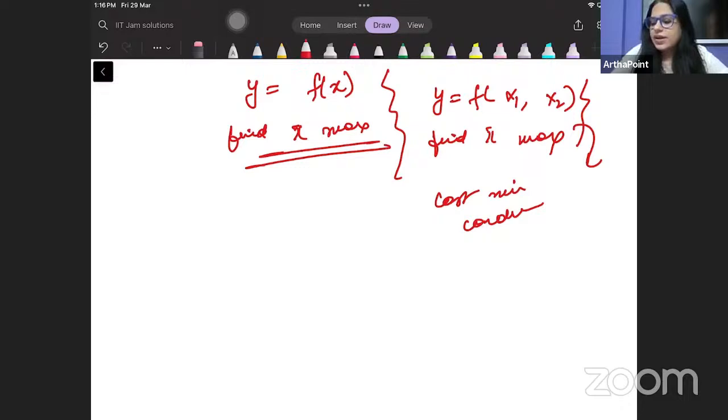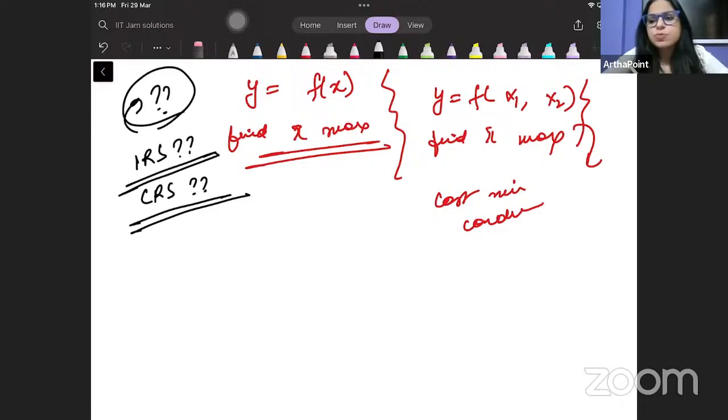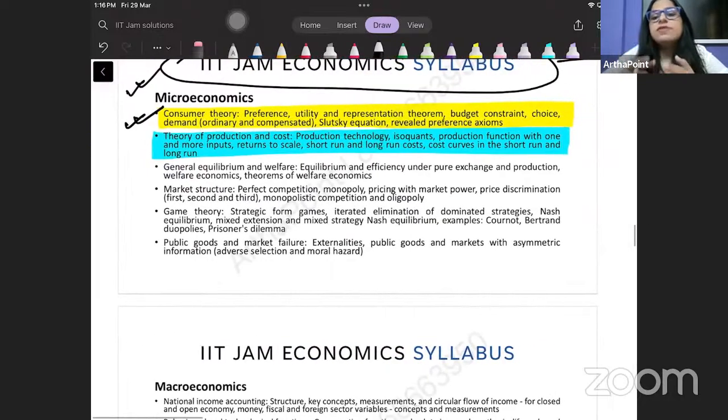We will be asking what happens if I give you a constant returns to scale production function? Will you be able to find the equilibrium in that case? What happens if I give you an increasing returns to scale production function? Is there any valid equilibrium in an IRS production function or not? All those kinds of questions we will be covering in class. Find out the long run cost function, short run cost function. All these questions we will cover in class.